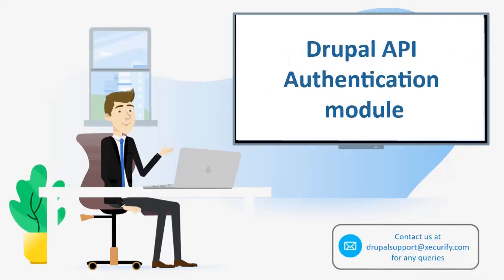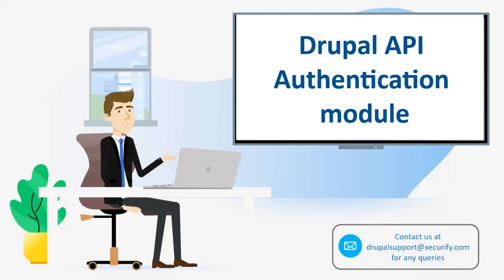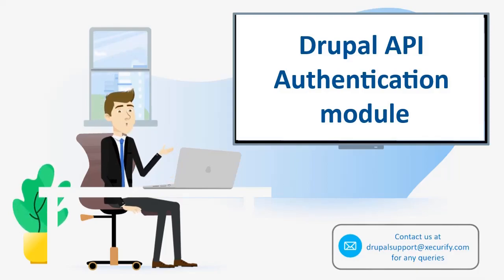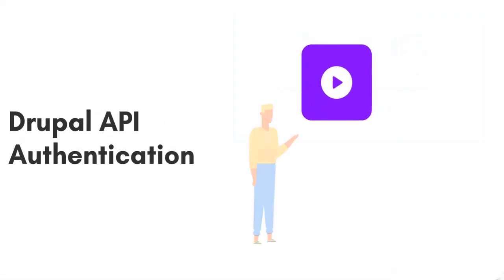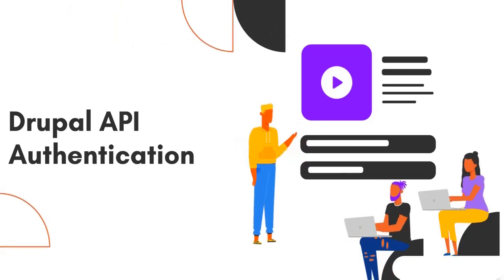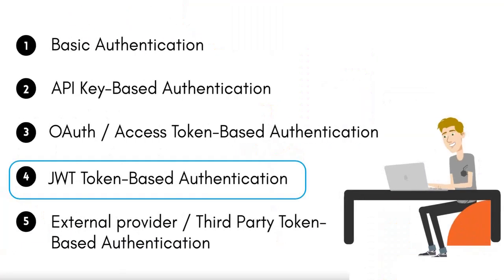In this video, we will demonstrate how you can restrict and secure unauthorized access to your Drupal APIs using the Drupal API Authentication module. This module allows you to authenticate your API requests by verifying the identity of clients using various methods. In this video, we will see how to configure the JWT token-based authentication method.